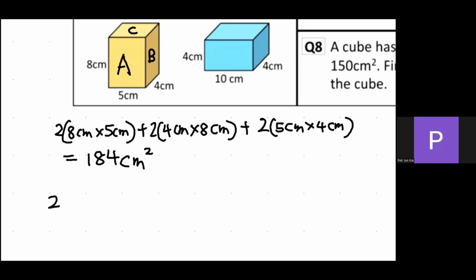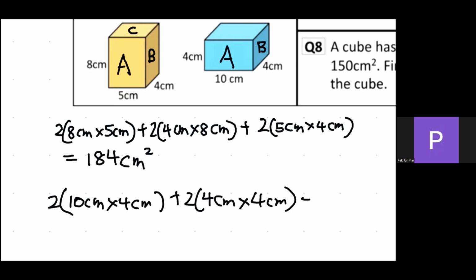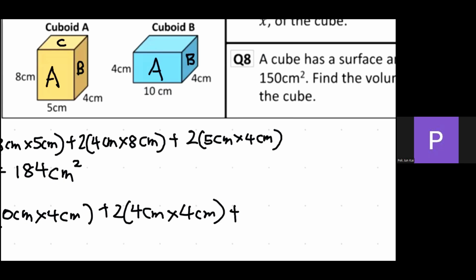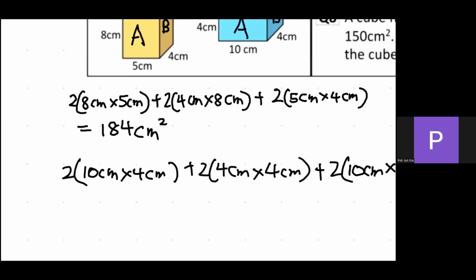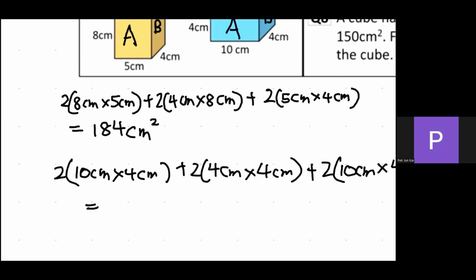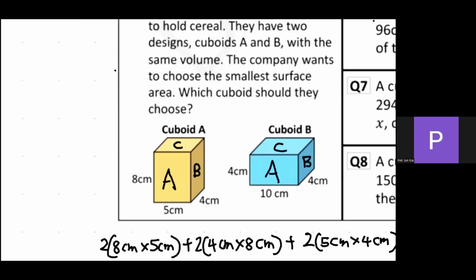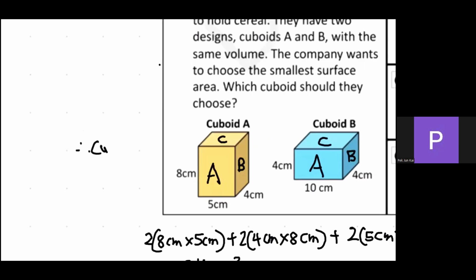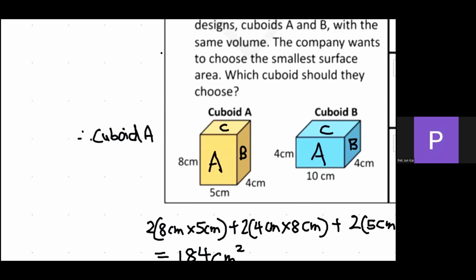So for cuboid B, for this part, we could take 10 cm times 4 cm plus 4 cm times 4 cm plus 10 cm times 4 cm. So we would get 192 centimeters square. So the answer would be cuboid A, since it has the smaller surface area.